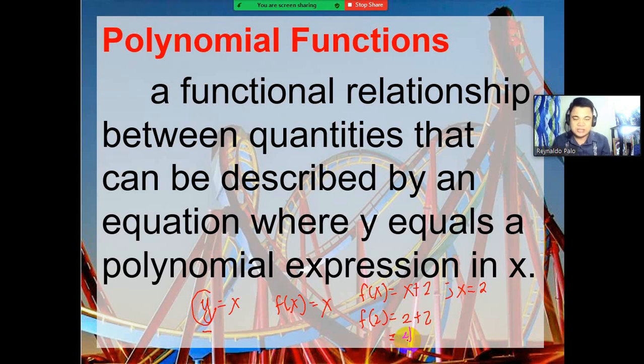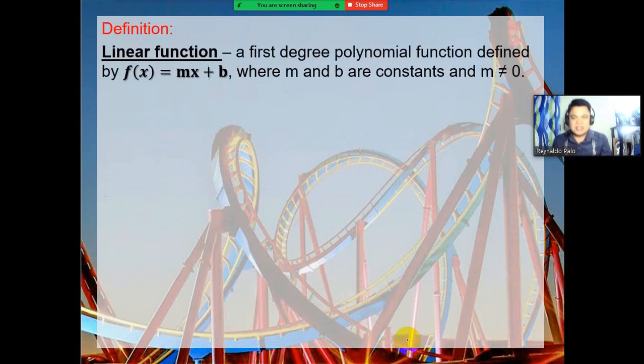Alright, so I hope you understand that. Next, let's look at the different types of polynomial functions according to the degree. Let's start first with the linear function. When we say linear function, you have to keep in mind that there must be a term within the expression with 1 as the highest exponent.